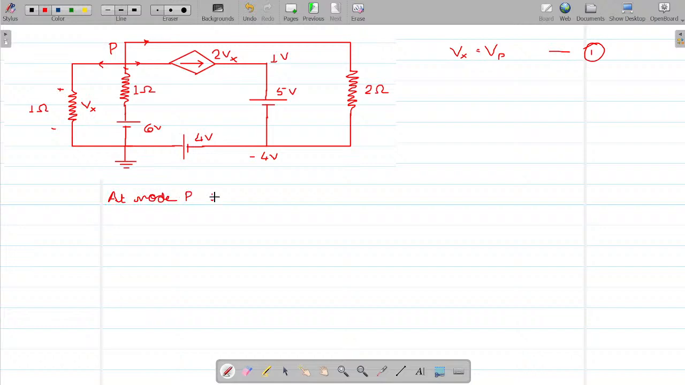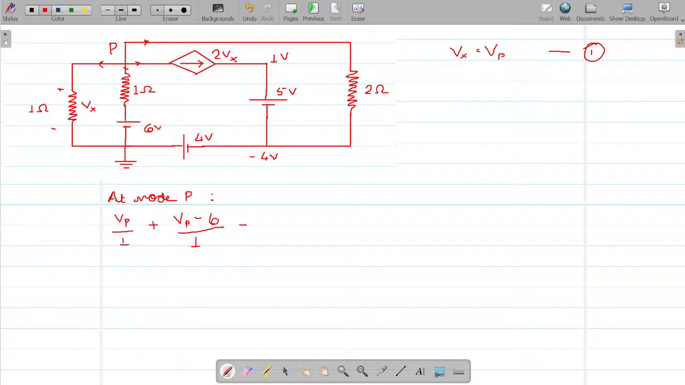Assuming all currents to be outgoing, let us write the values of current. This node is at higher potential, this is lower potential. What would be the current in this branch? It would be Vp divided by 1, right? Plus, what would be this current? This would be Vp minus 6 divided by 1, right?